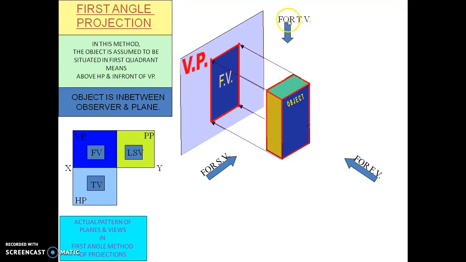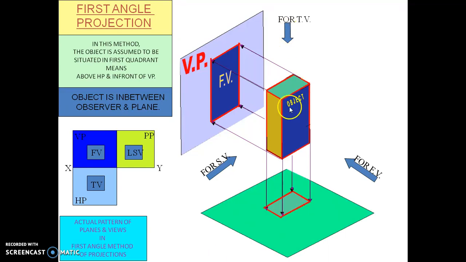For getting top view, we are looking from the top. We are standing here. We are just posting our eyes on the top and we are looking downwards. And we are extending these 4 edges: 1, 2, 3 and last one 4.